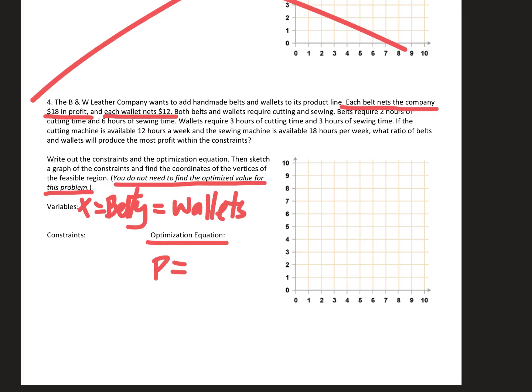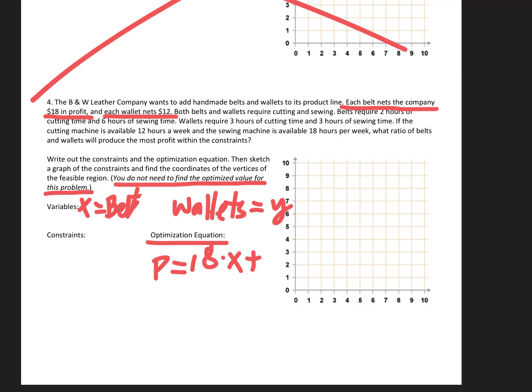Just to clarify, in your own world, you could have switched that around and it would have been fine, but it would have been hard to read the key because it would all be backwards. So best to just choose the same way the key did. So X is belts, Y is wallets. Profit is, did you have 18 for each X plus, all right.